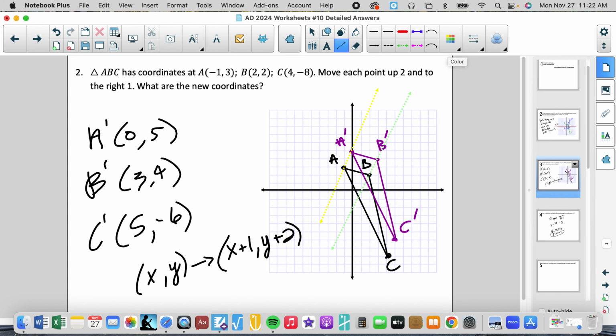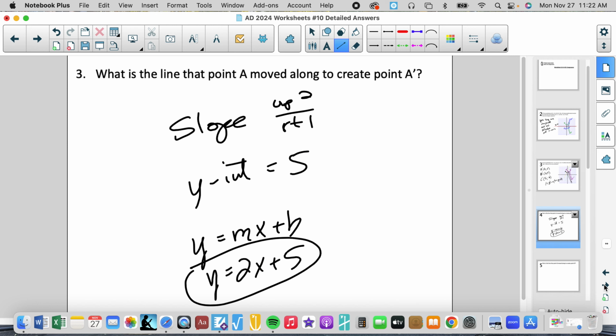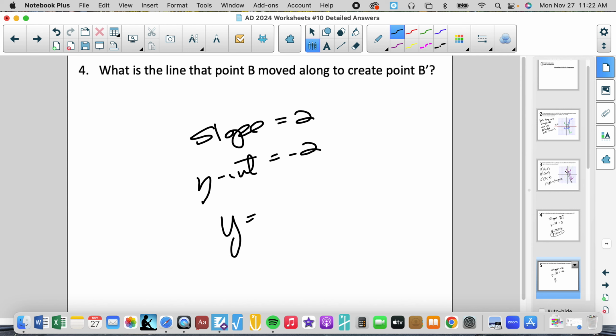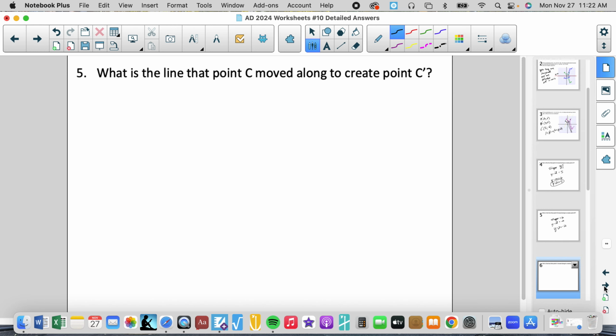So it looks like it's negative 2. We could just go down 2, left 1, down 2, left 1. Yeah, I would say negative 2. Sure, let's try negative 2. So it still has a slope of 2, but the y-intercept this time is negative 2, so we'd say y equals 2x minus 2. That sounds about reasonable.